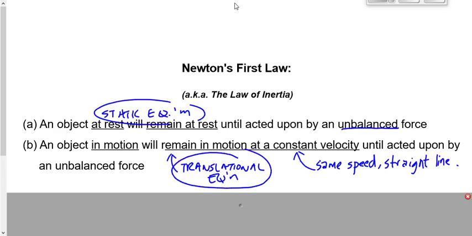So the first law, the law of inertia, is really two laws combined into one. We could say it's the law of static equilibrium, and we could say it's the law of translational equilibrium.